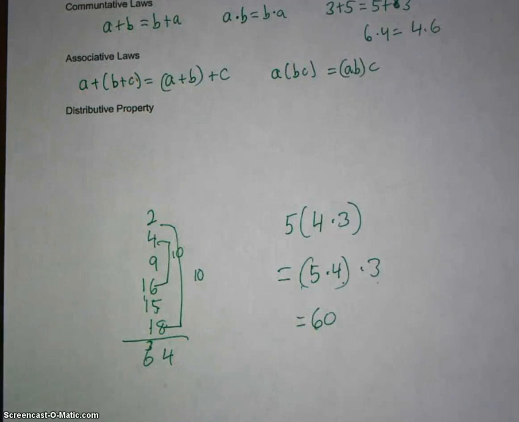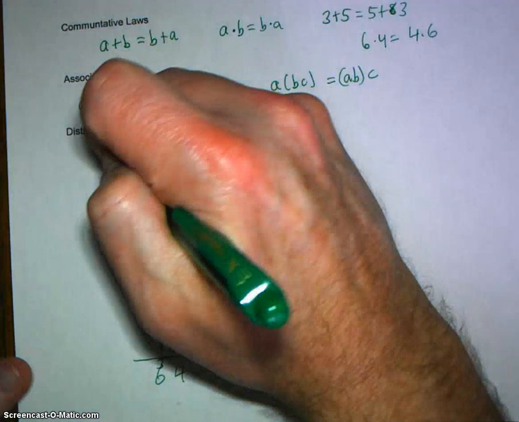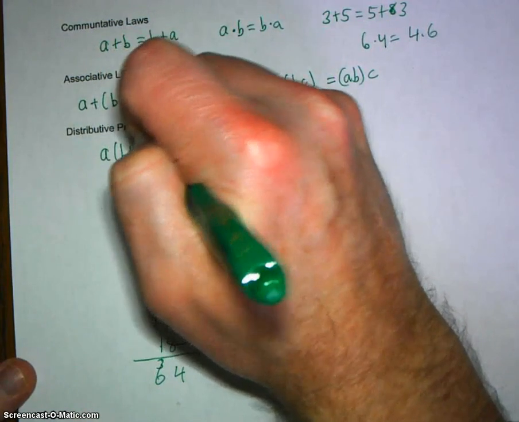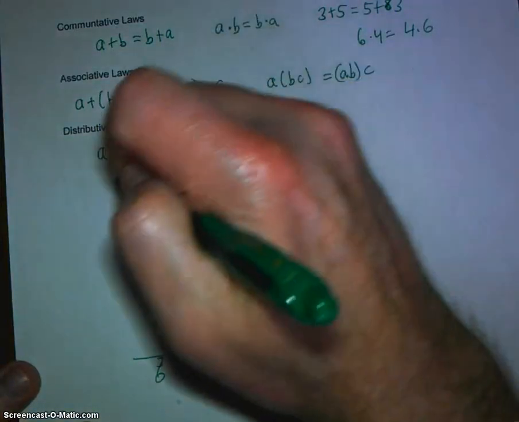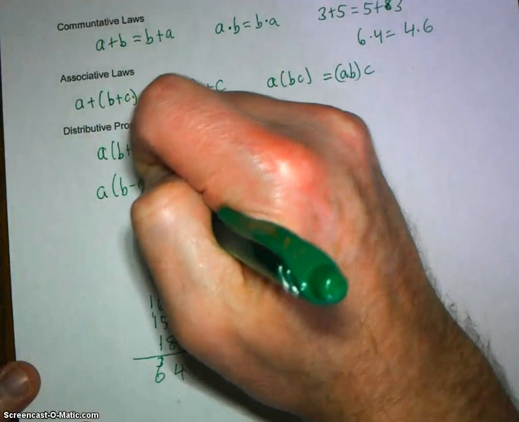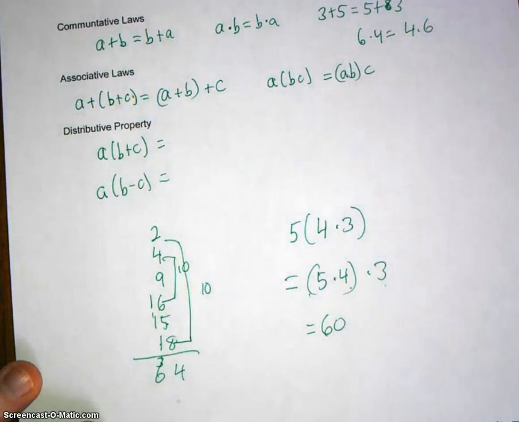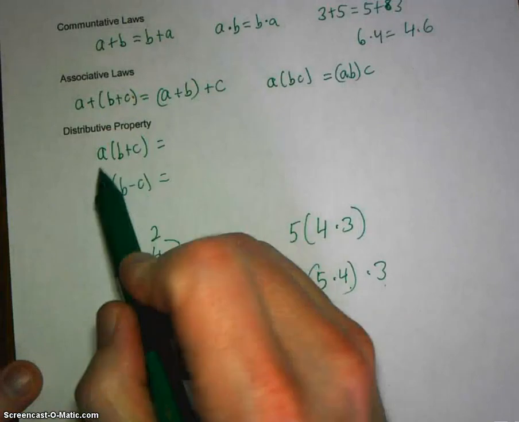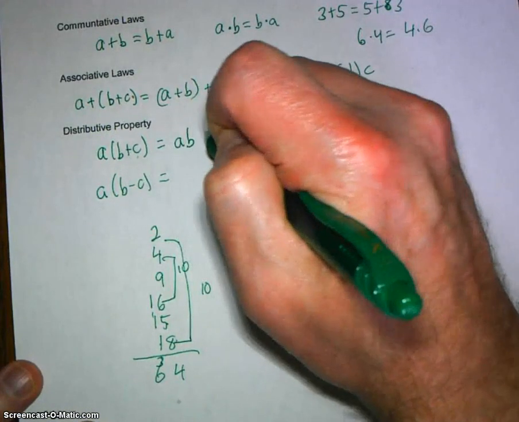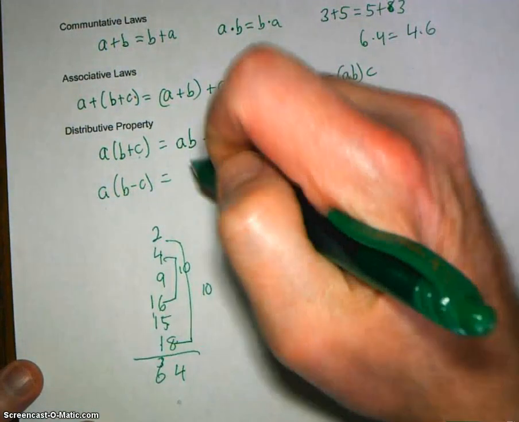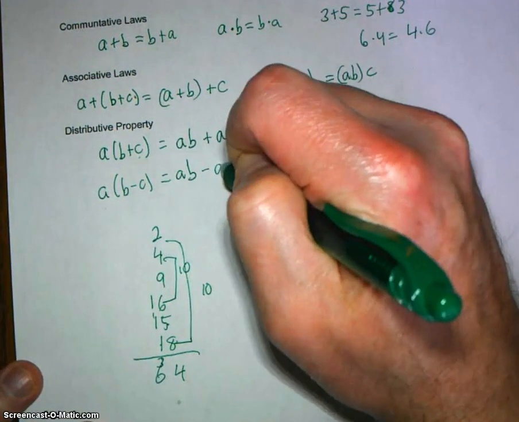All right. Where will you use this? I don't know, but we'll see it in our work here. And then finally, the distributive property deals with multiplication and addition or subtraction. This also works if you have subtraction in the middle, so I'll write them both down. What the distributive property says is you can take this A and multiply it by each one. So this is AB plus AC. And this one would be AB minus AC.